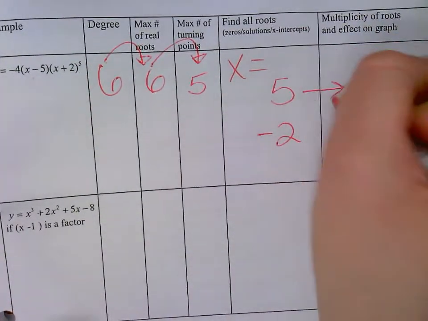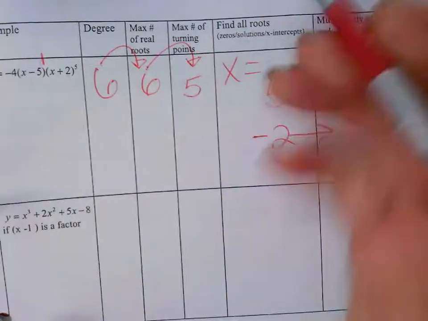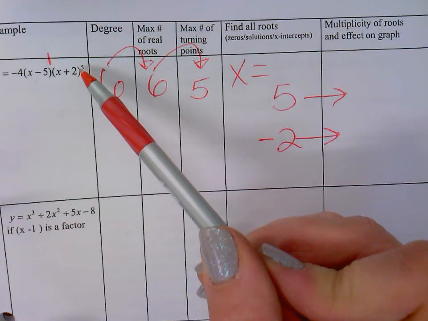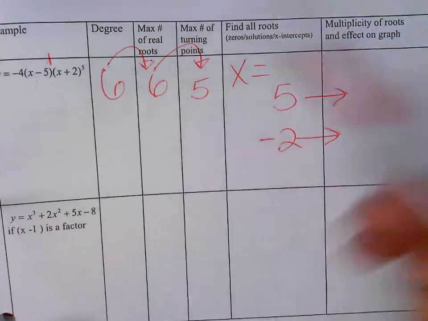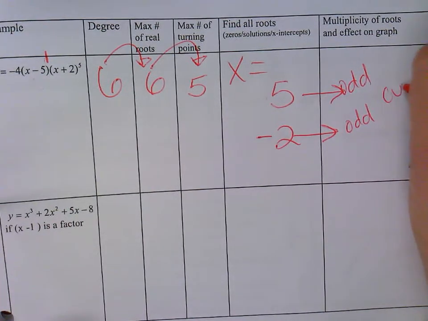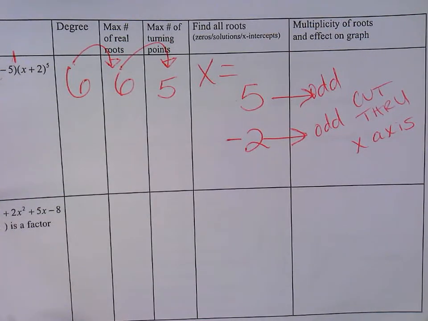And then it wants you to state what the multiplicity of those x-intercepts would be. So what would you say? Even or odd? They're both odd, right? This was to the 1st power over here, and this was to the 5th power. So it's basically the individual degree of the factor that tells you the multiplicity. So these are odd, and so it's going to cut through the x-axis. Odd cuts through. Even is a parabola, bounces off.